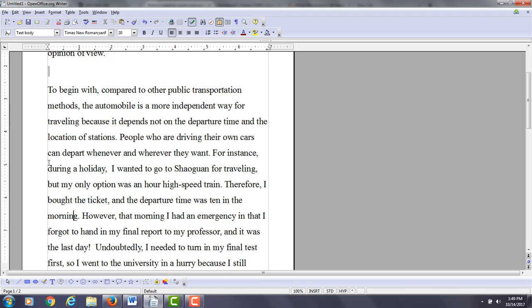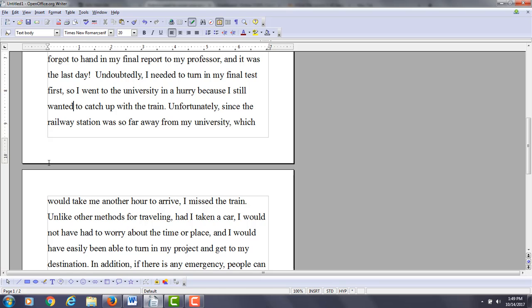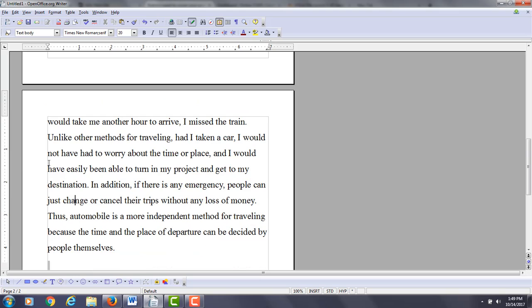However, that morning I had an emergency in that I forgot to hand in my final report to my professor, and it was the last day. Undoubtedly, I needed to turn in my final test first, so I went to the university in a hurry because I still wanted to catch up with the train. Unfortunately, since the railway station was so far away from my university, which would take me another hour to arrive, I missed the train. Unlike other methods of traveling, had I taken a car, I would have easily been able to turn in my project and get to my destination.